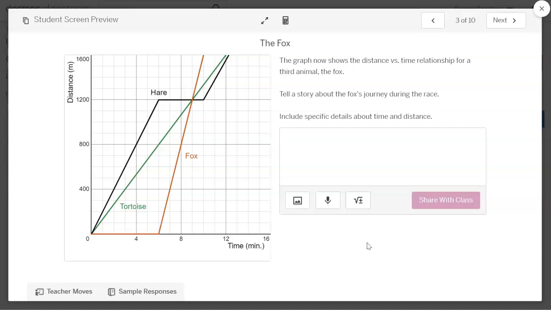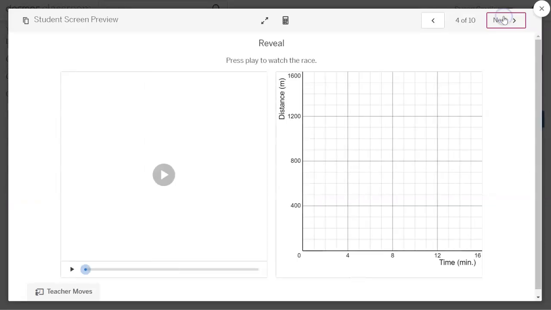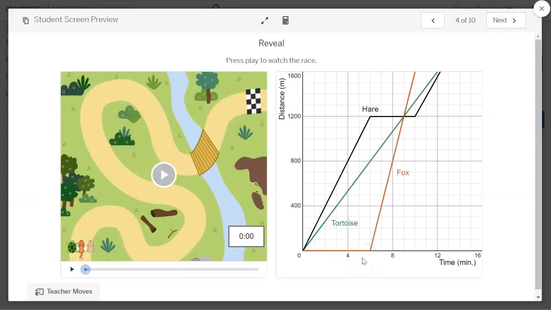So as you're going through, pace so they can go backward but not forward, and they'll tell the story about the fox now. So we've got the tortoise, the hare, and now a fox has joined the race. And here's all three, and then you can watch the actual race and how those fit the graph. Again, pace your students. You don't want them looking at the reveal until they've answered the questions.